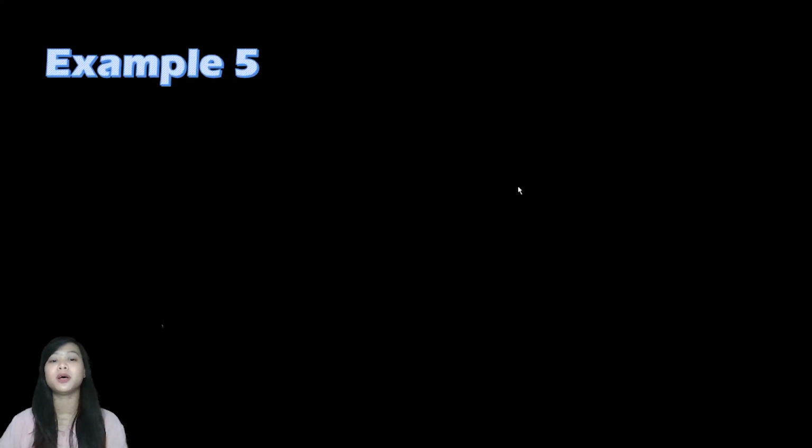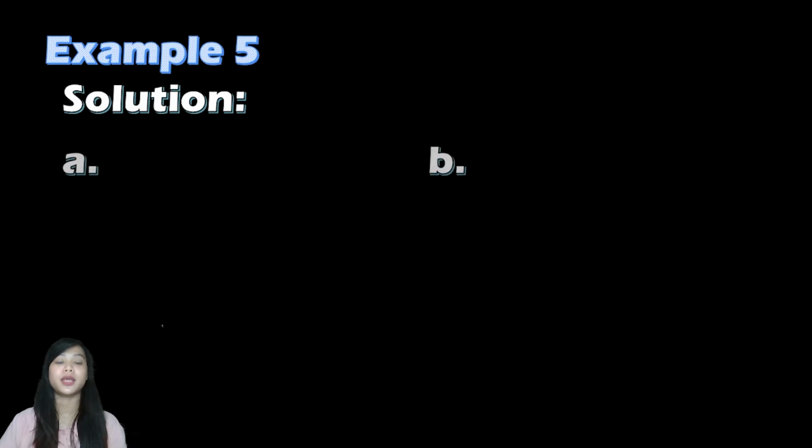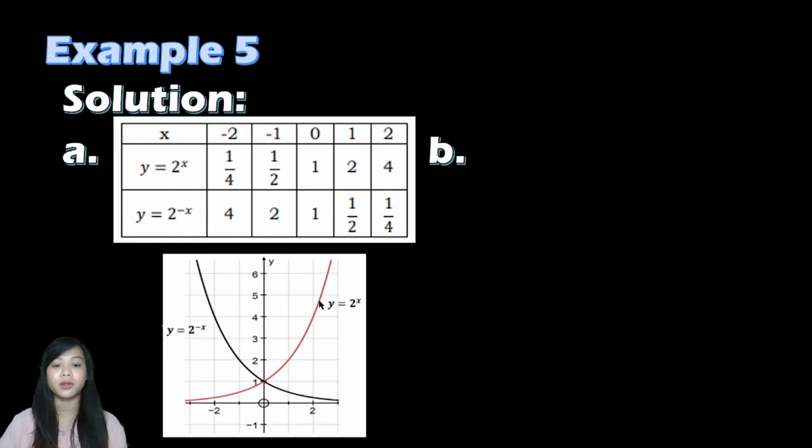So for the second part, we need to plot those points on a Cartesian plane and connect them with a smooth curve. Since we are graphing it, we need to plot those points in the plane. For letter A, we have this table. So this is the graph. y equals 2 raised to x is the red smooth curve, and y equals 2 raised to negative x is the black curve. So when we plot these values, this will be the curve.